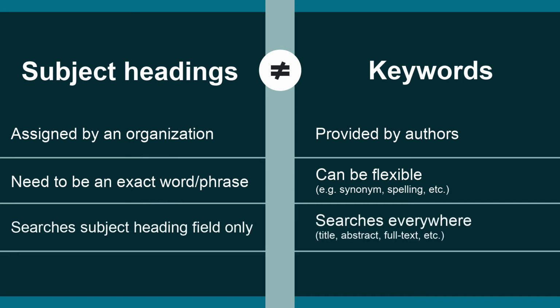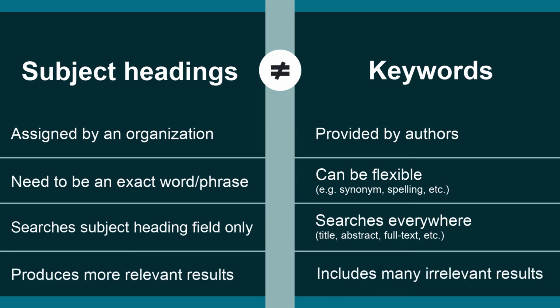Subject heading searches search only the subject heading field in a record. Keywords search everywhere in a record. Subject heading searches produce more relevant results. Keyword searches include many irrelevant results.